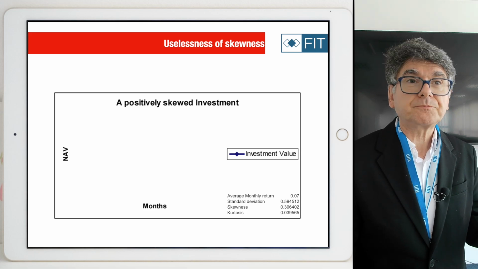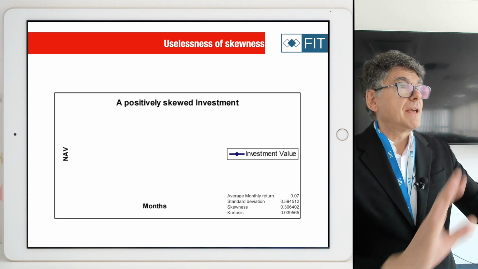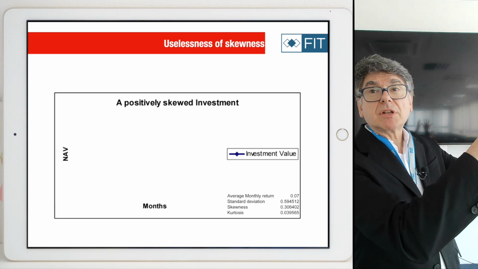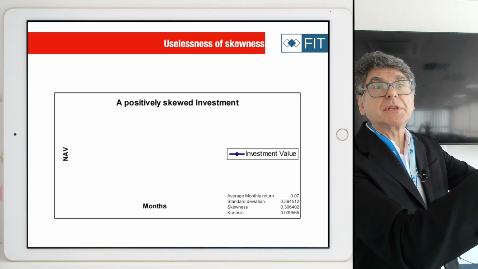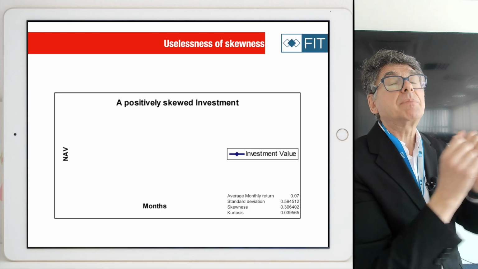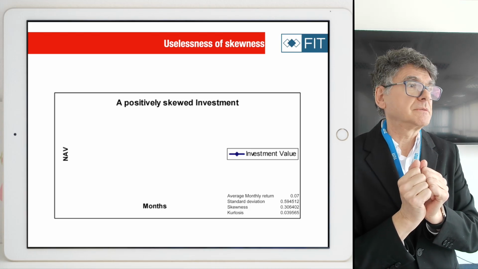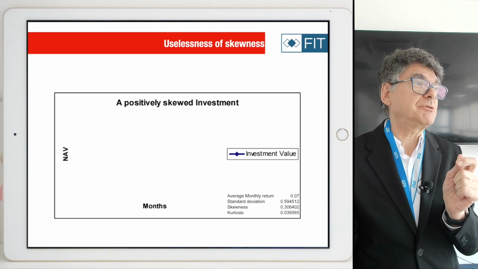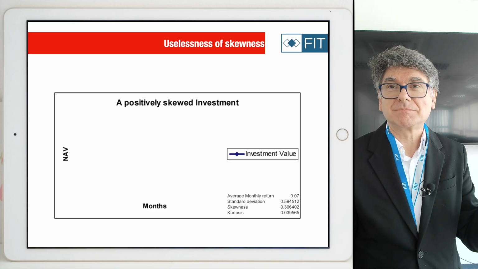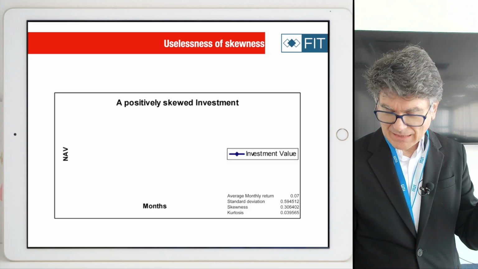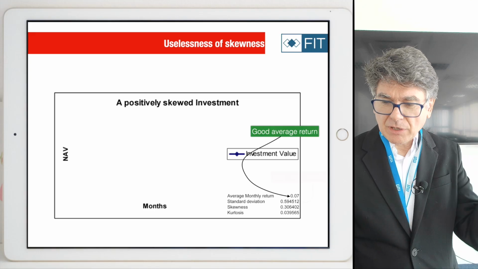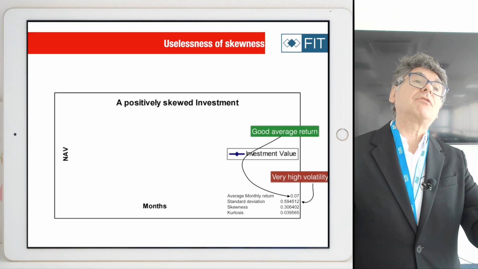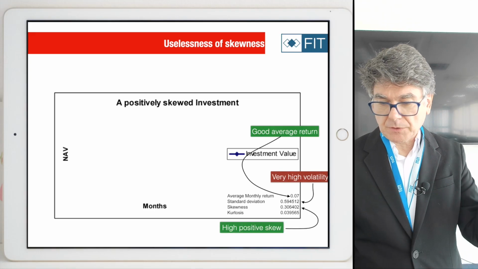Voodoo. But look, the skewness is in heaven. We can see it is the third central moment. There's nothing wrong with that. But implementation is extremely difficult. And when you mix it with accounting, deadly. Deadly. Good average return, very high volatility, but wonderful positive skew.